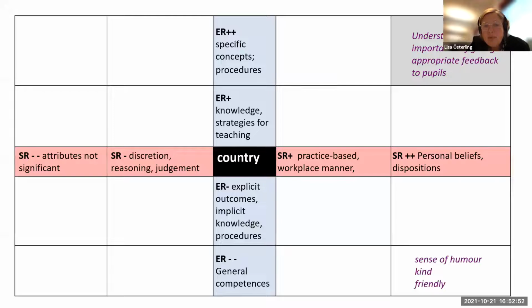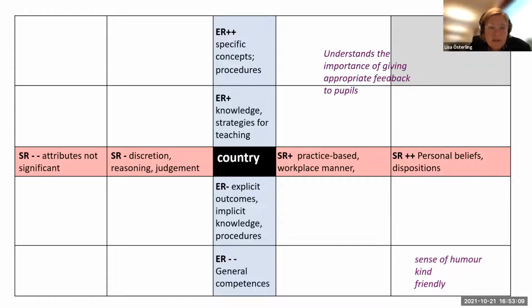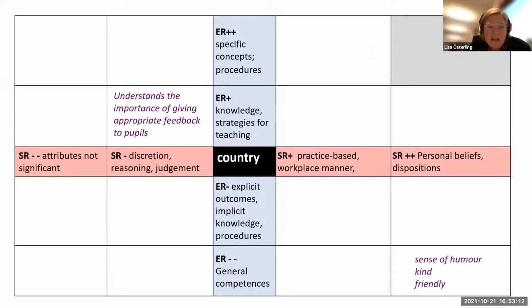Next one, understands the importance of giving appropriate feedback to pupils. On the ER scale, where would that go? Well, it says something about feedback to pupils. It says something about that it has to be appropriate. So, exactly, the ER+, it says something about a strategy for teaching, which is feedback. And it says something about understanding feedback. So it has to do with knowledge. But it's not very specific. It doesn't use any specific concepts, for example, for feedback. So it goes to the ER+, not the ER++.